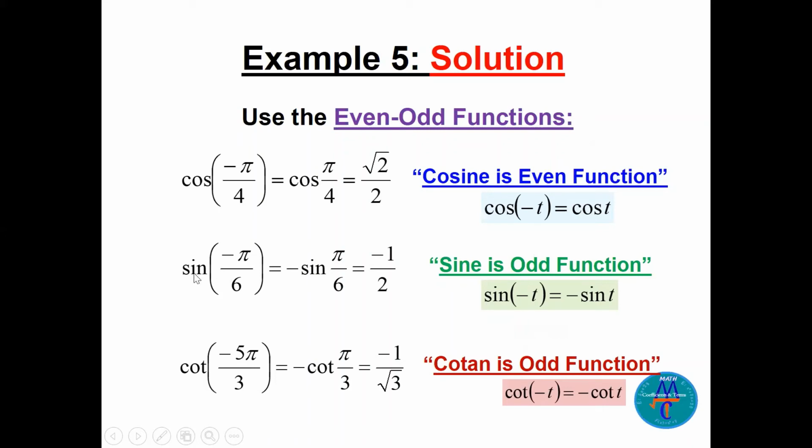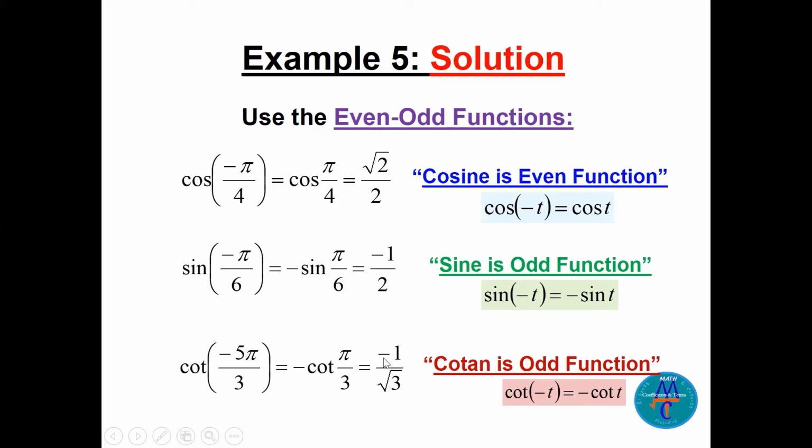Now look here. Sine minus pi over 6. Yeah, sine minus t, you have to put a minus sine t. See, sine of minus t is minus sine t. It's an odd function. And we know sine pi over 6 is half, and there is a minus, so it's minus half. Same thing for the cotan. Cotan is an odd function. Cotan pi over 3 will be 1 over square root of 3 with a minus.